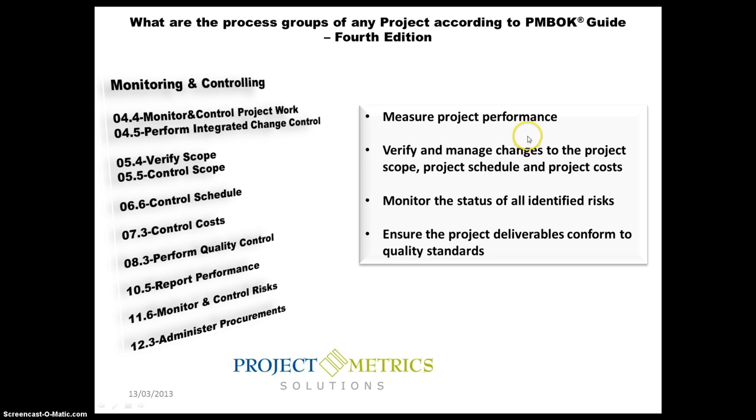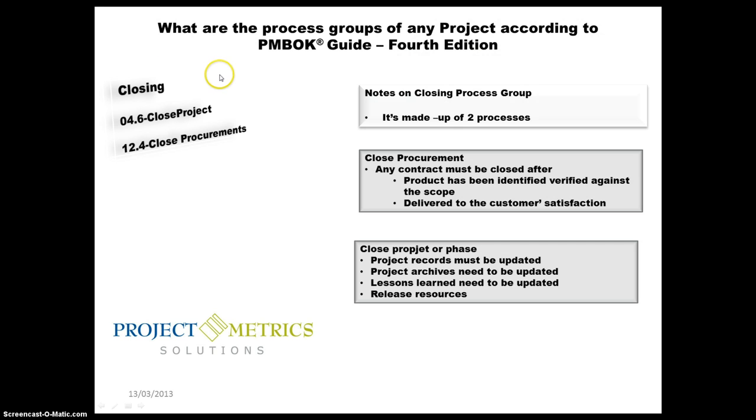The next one is going to be the closing process group. Again, use page 43. Yes, we are at the last stage here, closing. It is made up of 2 processes. You close any procurement, any contract must be closed after a product has been identified, verified against the scope, delivered to the customer's satisfaction.